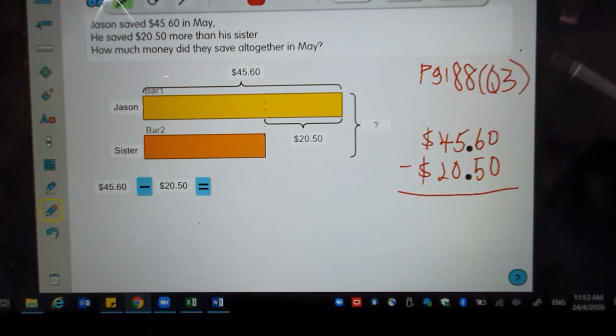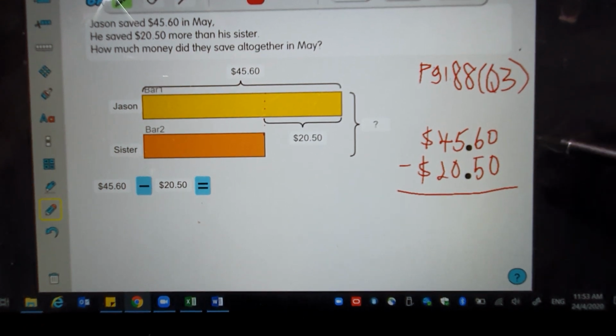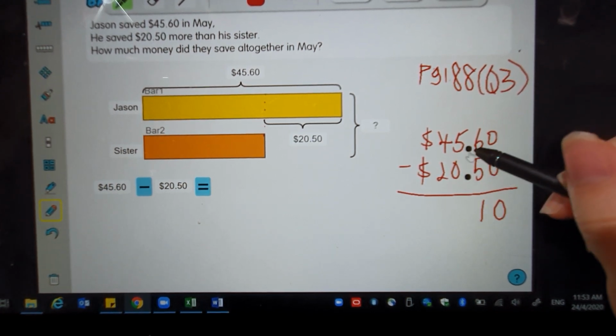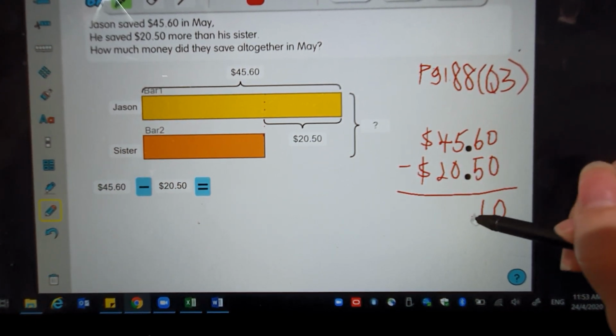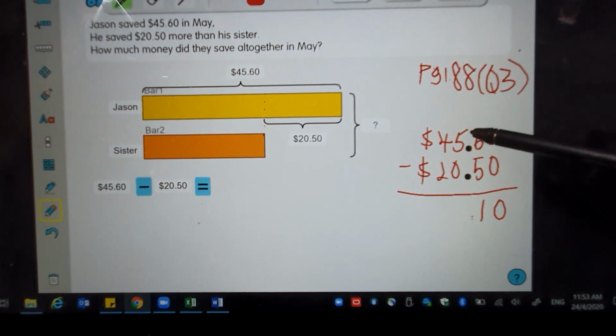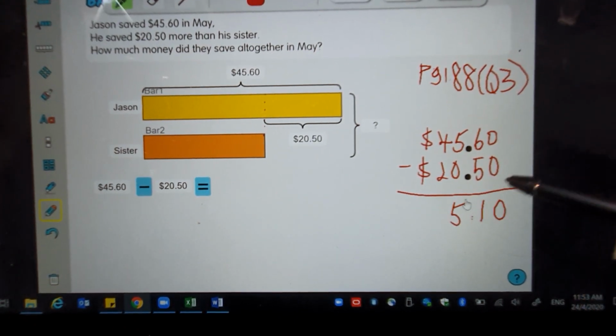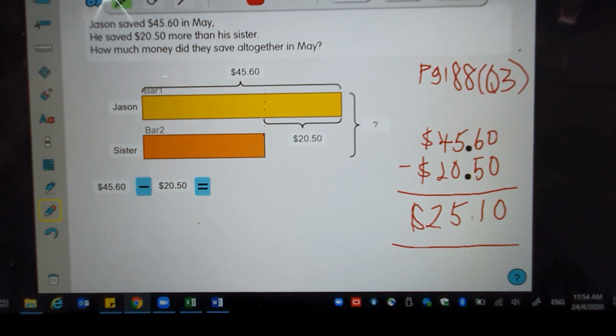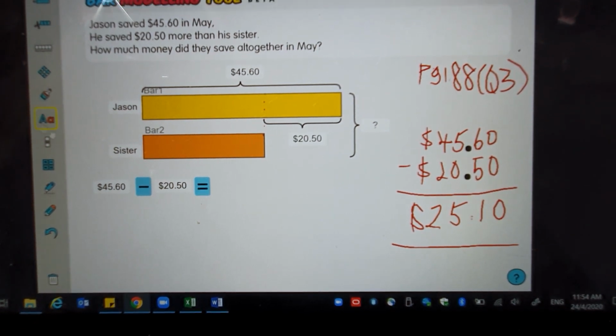As you do your subtraction, you do as per normal, as how you always do for subtraction of whole numbers. So we do 0 minus 0, which is 0. 6 minus 5, which is 1. Bring down your dot. Then 5 minus 0 is 5. 4 minus 2 is 2. And then bring down your dollar sign. So you get $25.10, which means you already found how much the sister has.